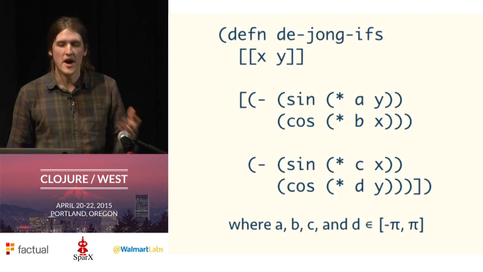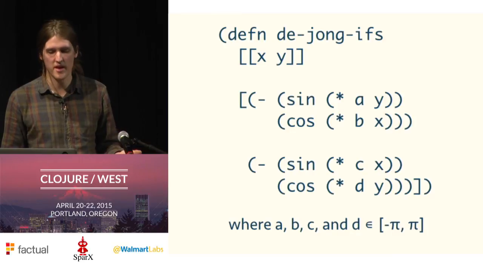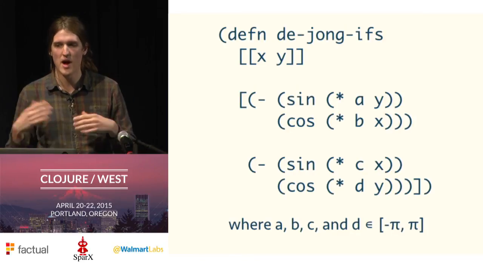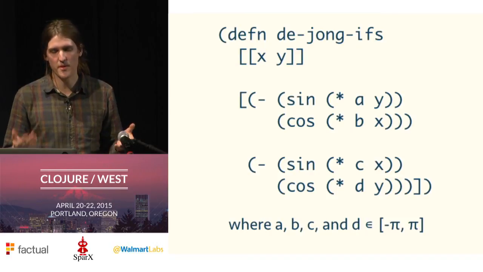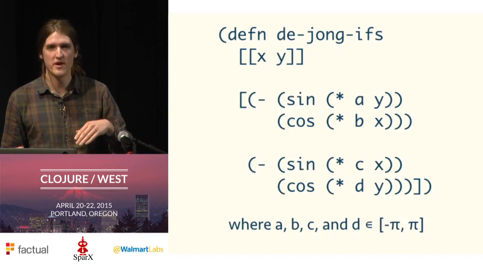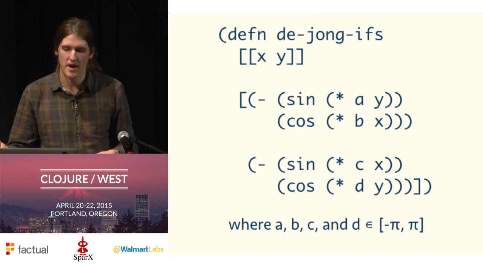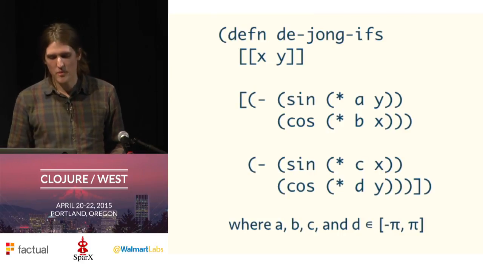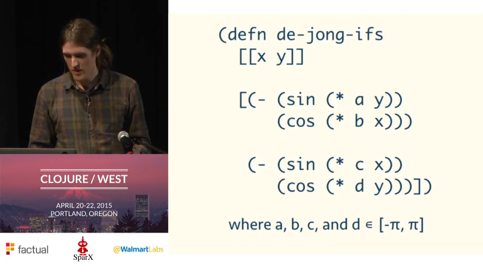This is the de Jong IFS function. Again, we just take 1 point as input, and this time we always return the same kind of point. We don't have options, but it's a little more complicated. Now, the components of the point that we return are the differences between some trigonometric functions of the input point's components after we multiply them by some parameters A, B, C, and D. And we're going to restrict the parameters to always be within the range from negative pi to pi.